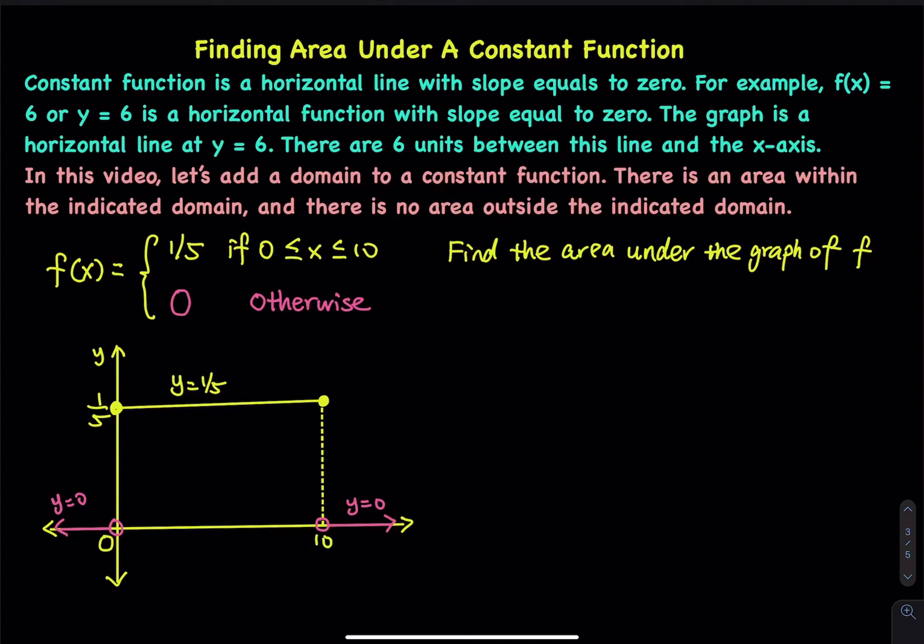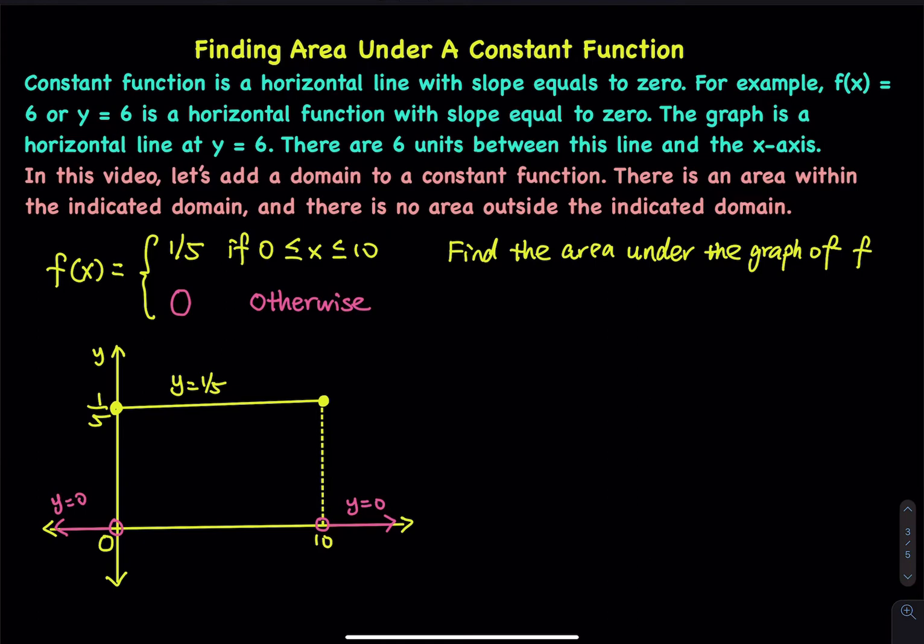In this video, I would like to give you a few examples regarding finding area under a constant function. A constant function is a horizontal line with slope equals to 0. So for example, f of x equals to 6, or you can just say y equals to 6, is a horizontal function with slope equals to 0. So slope equals to 0, what does that mean? That means the graph is a horizontal line at y equals to 6.